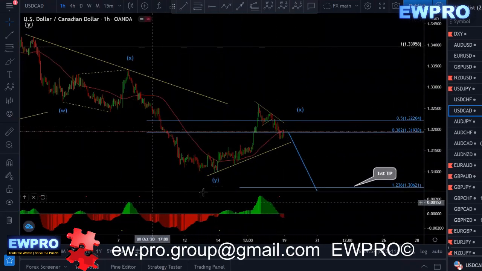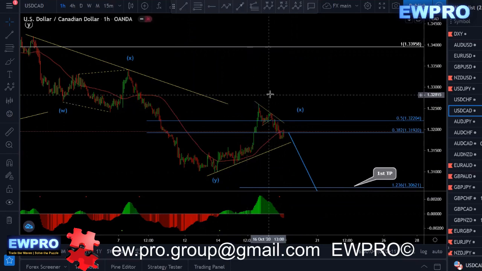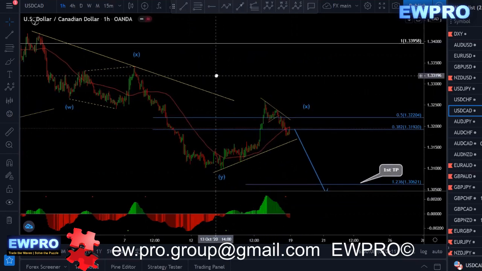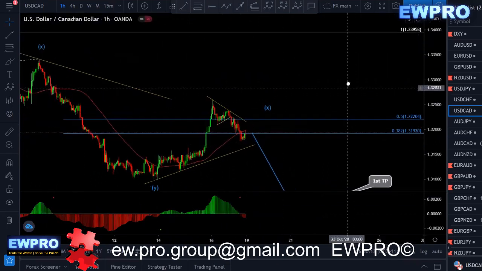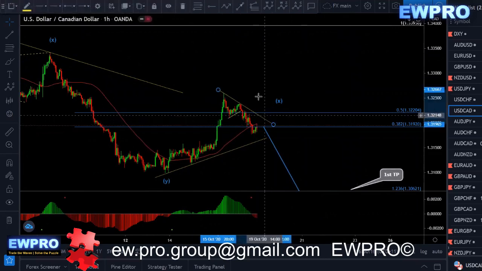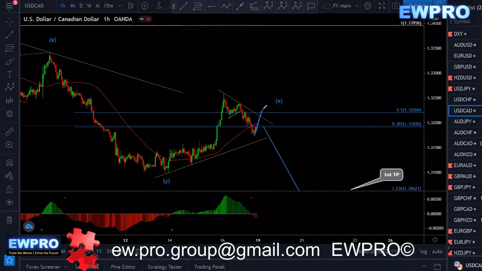With that bear hidden in play, I wouldn't be looking to buy this. It's not confirmed. The bear hidden isn't confirmed, but sometimes they still do go. So you have to take that into consideration. If you were looking for the buy, you really need to wait for a trend line break, flag out here, and look for that A, B, C.